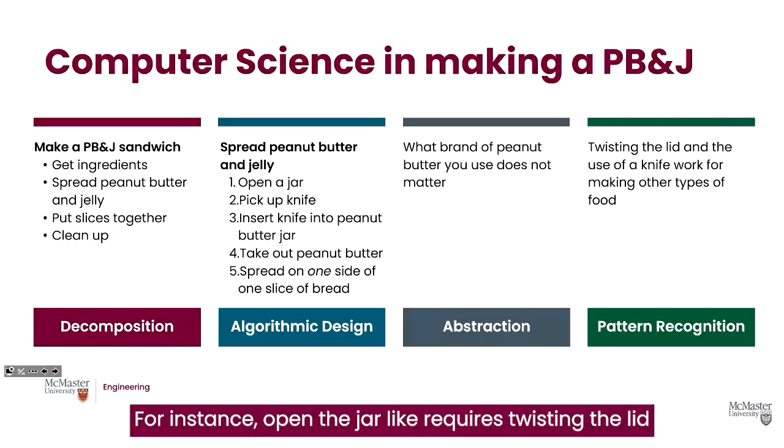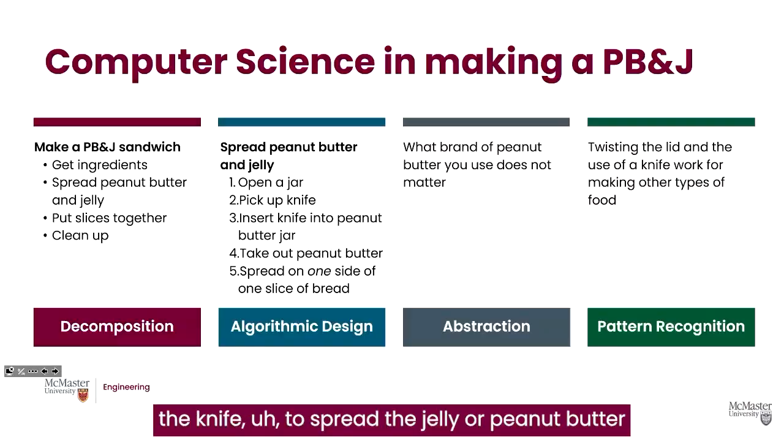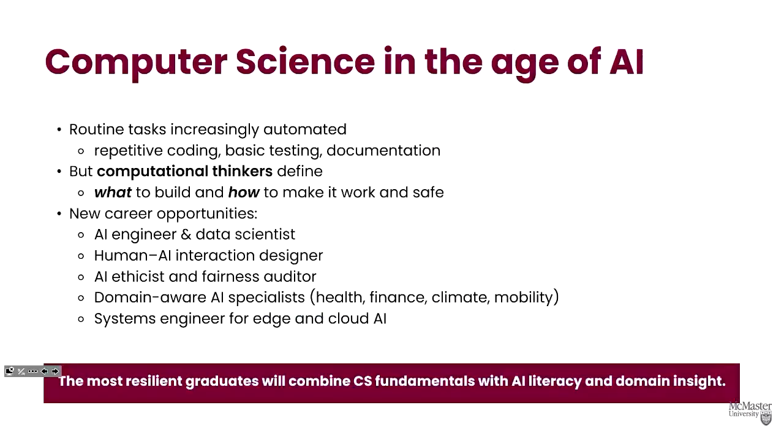Opening the jar requires twisting the lid, which is applicable to many everyday tasks, and using the knife to spread the jelly or peanut butter, again, can be relevant to many daily tasks. So those are just some examples. If you think about this process, there is actually quite a bit of computational thinking behind it.